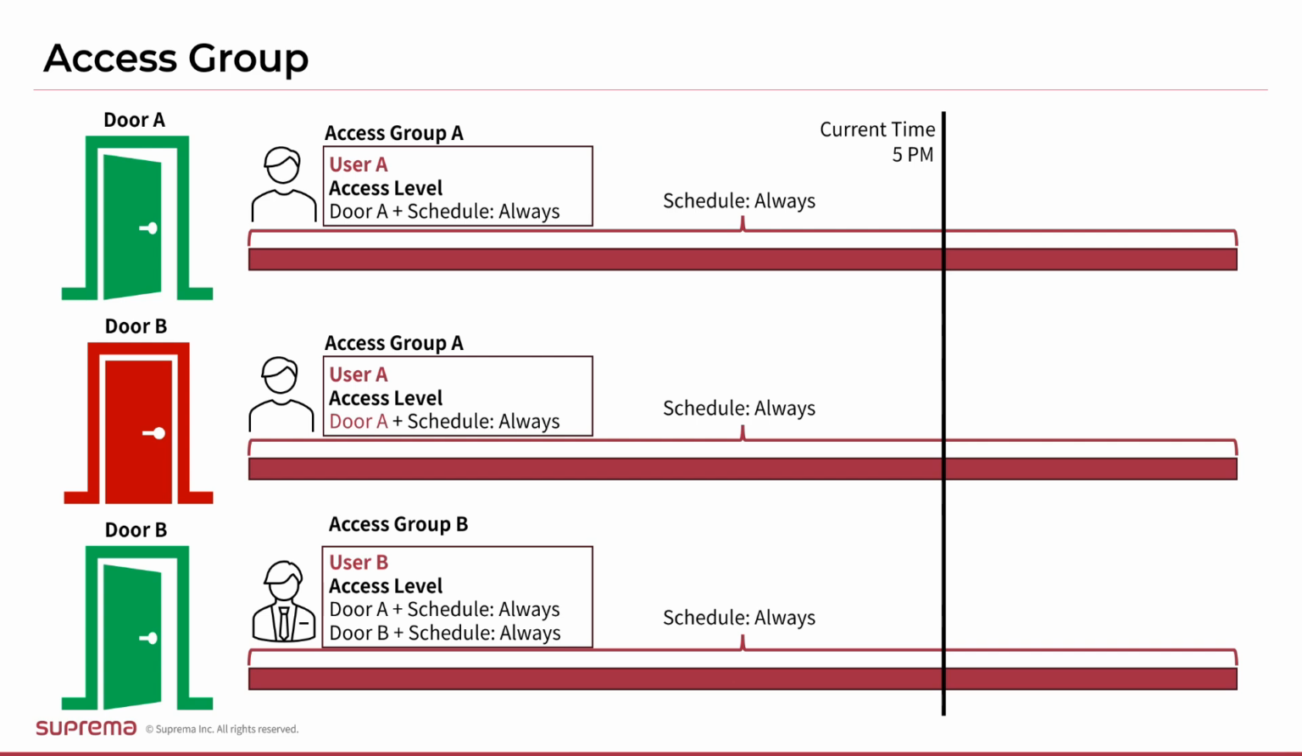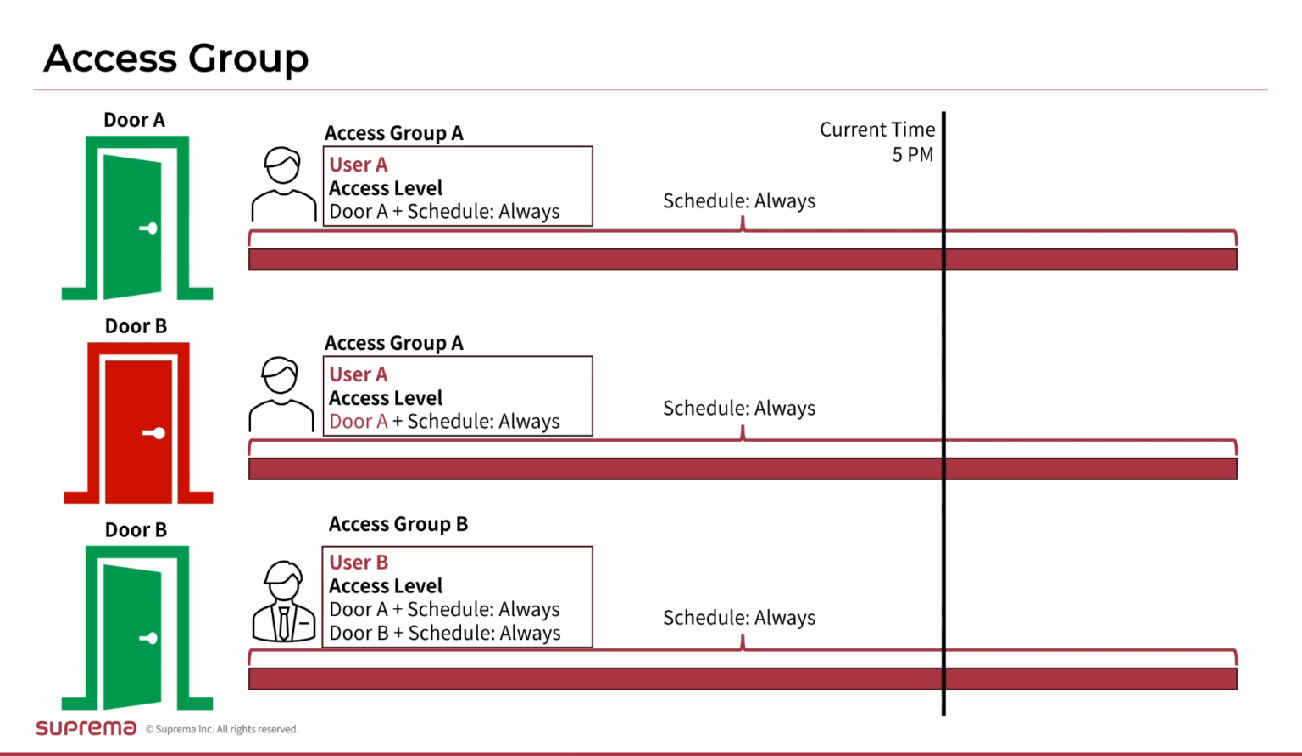An access group links users to access levels, defining who can access which doors and when. Let's walk through these examples. In the first row, access group A includes user A. The assigned access level is Door A with the always schedule, so user A can access Door A at any time. In the second row, it's the same access group and user, but the user is attempting to access Door B. Since Door B is not included in the assigned access level, user A cannot access Door B.